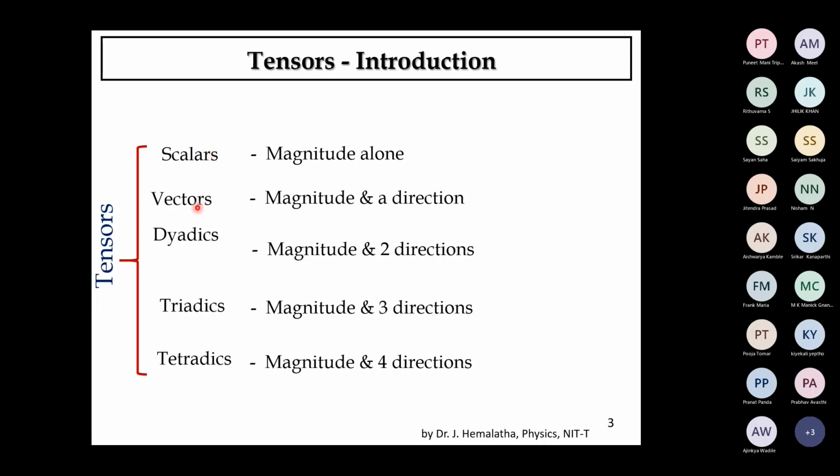So scalars and vectors also become part of the tensors. Tensor is a generalization, right? Scalars and vectors become special cases of tensors, where vectors require only one direction and scalars require zero directions to describe a physical system. So tensors are the mathematical tools that can be used to describe a physical system in terms of magnitudes and directions. Based on how many directions are required, we name them. Do you have any doubt in this?